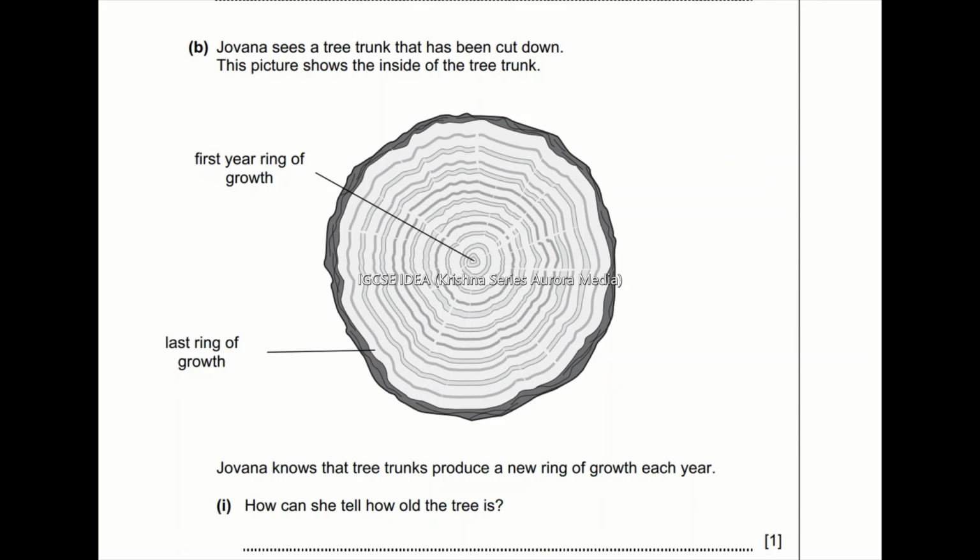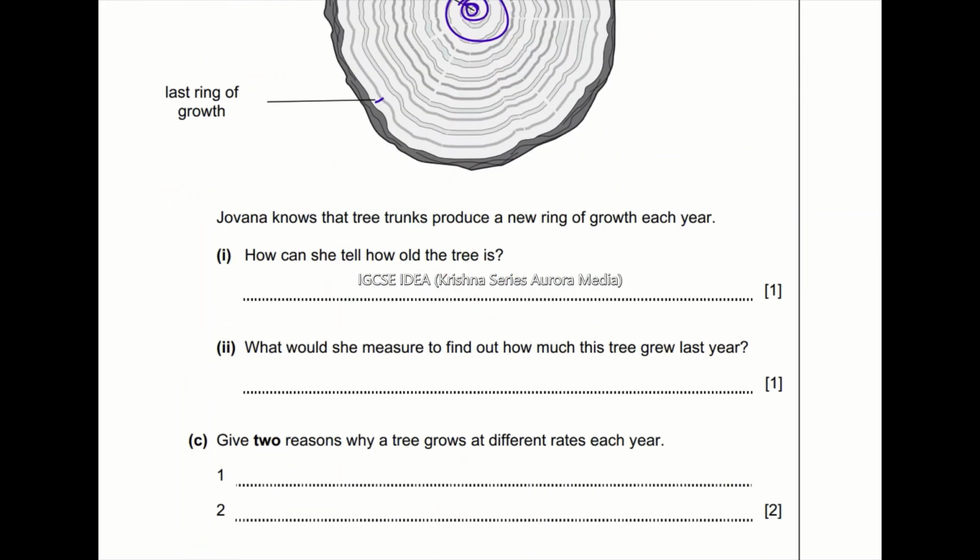This picture shows the inside of the tree trunk. First year ring of growth. Okay, goes like that. The last year ring of growth. Giovanna knows that tree trunks produce a new ring of growth each year. How can she tell how old the tree is? Okay. Well, by counting the number of rings.